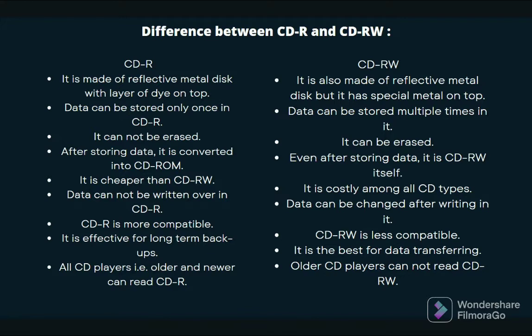CDR is made of a reflective metal disc with a layer of dye on top, while CDRW is also made of a reflective metal disc but it has a special metal on top. In CDR, data can be stored only once. But in CDRW, data can be stored multiple times. In CDR, it cannot be erased, while in CDRW, it can be erased. And after storing data, it is converted into a CD-ROM in CDR, while in CDRW, even after storing data, it is still a CDRW itself.